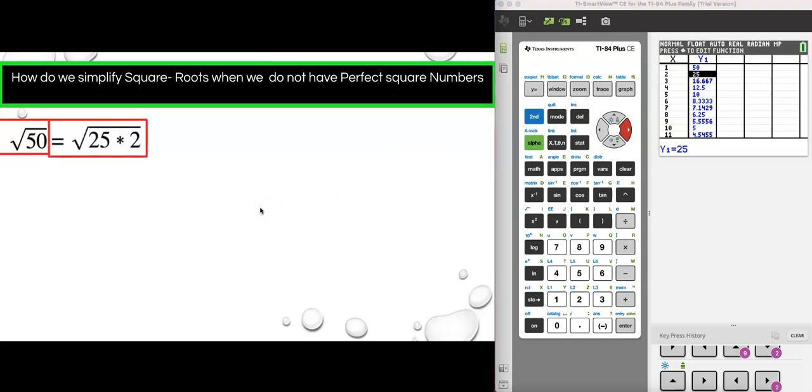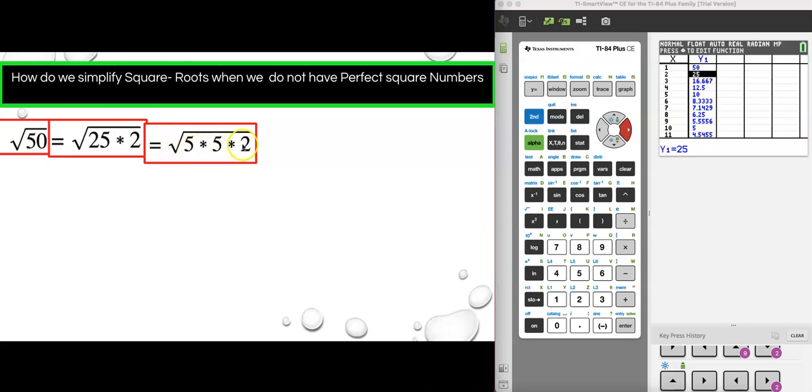So we chose 25 and 2, and I write those still under the square root because we haven't taken the square root yet. Now I can break this down a little more because I know that 25 is a perfect square, so instead of writing 25, I write 5 times 5. The 2 still stays there, because when you multiply these numbers together they always have to be equivalent to whatever is under the radical, in this case 50.